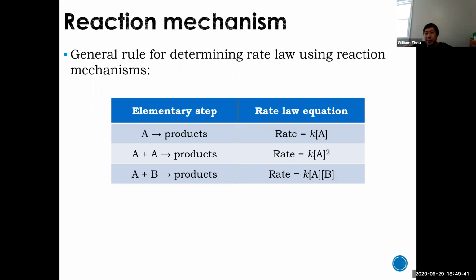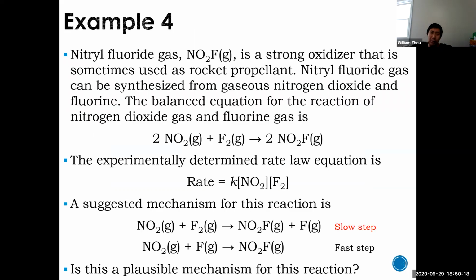If you have an elementary step that literally says A becomes the product and that's your slow step, well, the rate law will be just Ka. If your elementary step for the slow step is A plus A, you repeat the A twice, the rate law will be A squared. And if your rate determining step is A plus B equals product, then your rate law will be just AB. And you don't raise them to any power because they only appear once. Okay, I hope I made that clear. The rate law depends on the coefficient of the rate determining step, not the overall balanced equation.